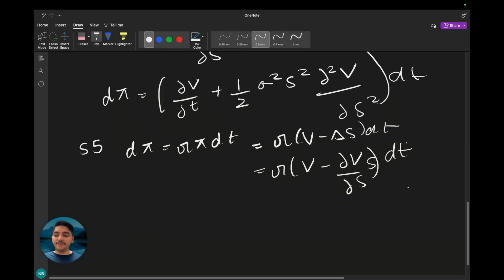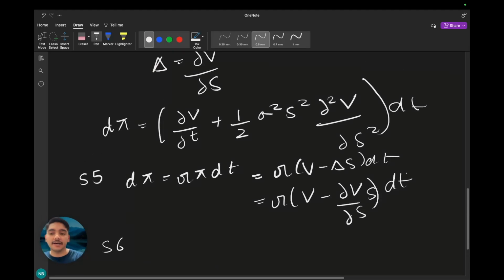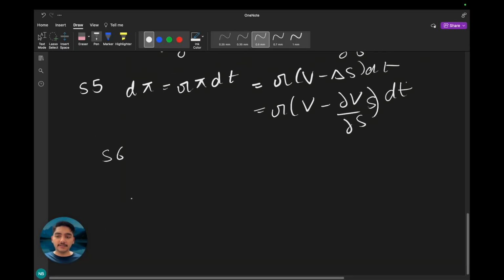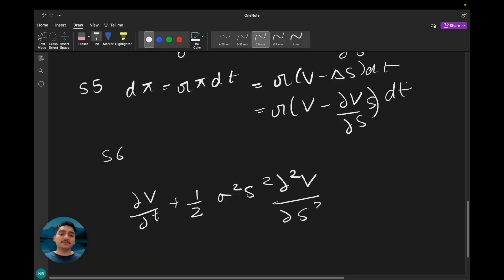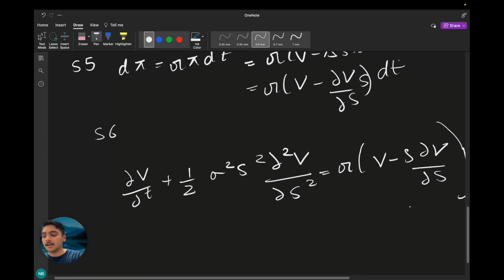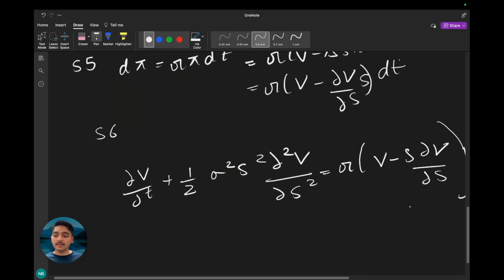Now, coming to step number 6, we have two d pi equations, one from step 4 and the other one from step 5. So we will equate them both. It will become something like this: partial derivative of V with respect to t plus half sigma square S square, double partial derivative of V with respect to S, is equal to r times V minus S partial derivative of V with respect to S.